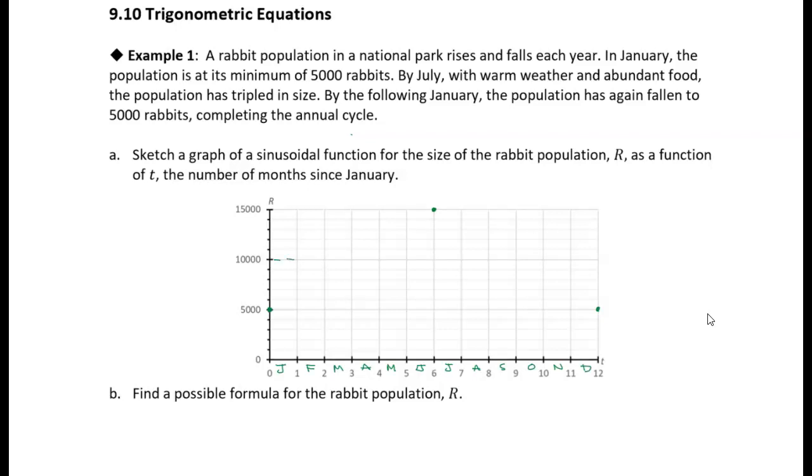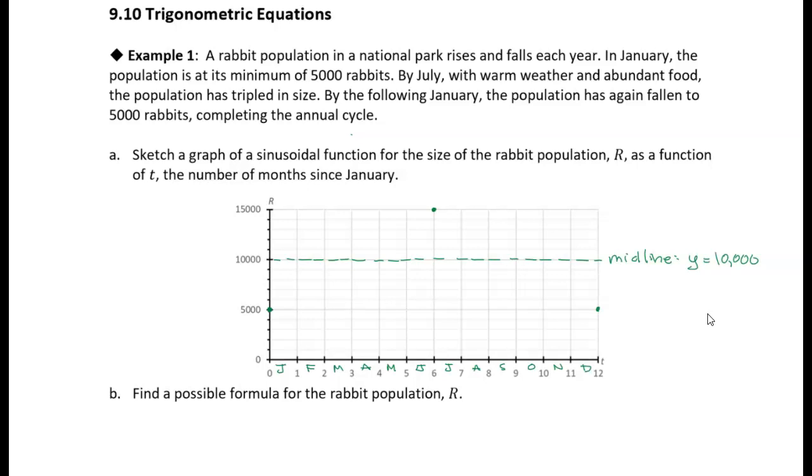So I'm going to put a dash line across here to mark the midline of our sinusoidal function. Okay, all right, so that's our midline. So actually, I'll just write off to the side here that the midline is y equals 10,000.